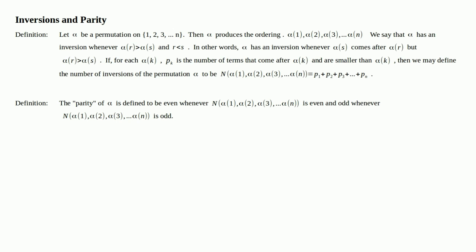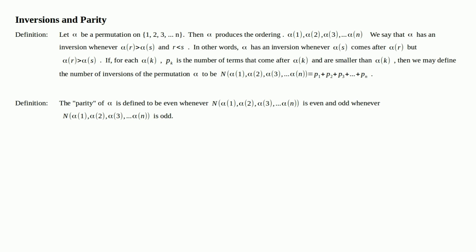Now let's follow it up with another definition. The parity of alpha is defined to be even whenever the number of inversions, n of alpha 1, alpha 2, and so on, is even, and odd whenever n of alpha 1, alpha 2, alpha 3, and so on, is odd. Okay, so just to restate that, the parity of alpha is defined to be even whenever the number of inversions is even, and odd whenever the number of inversions is odd.